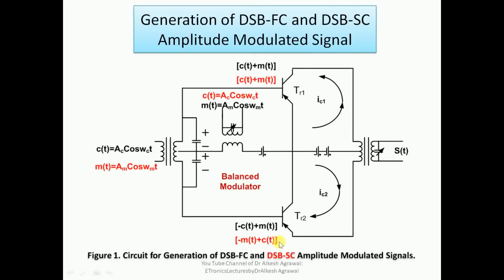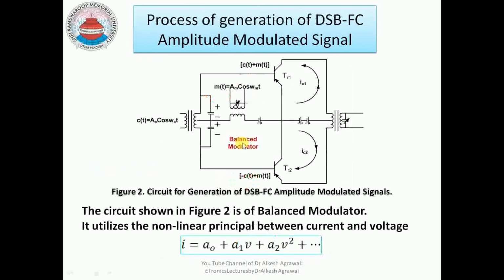So in short, this is the main circuit diagram for the generation of two kinds of amplitude modulated signal, which mainly consists of a class A push-pull amplifier. Here I will discuss in detail.